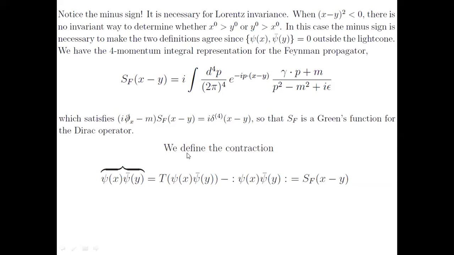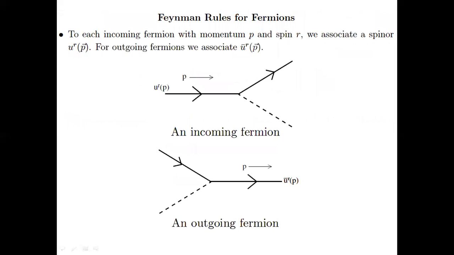Okay. So we define another contraction. This is the time ordered product. This is the non-ordered product. This simple contraction is nothing but the Feynman propagator. Okay. The Feynman rules for fermions.